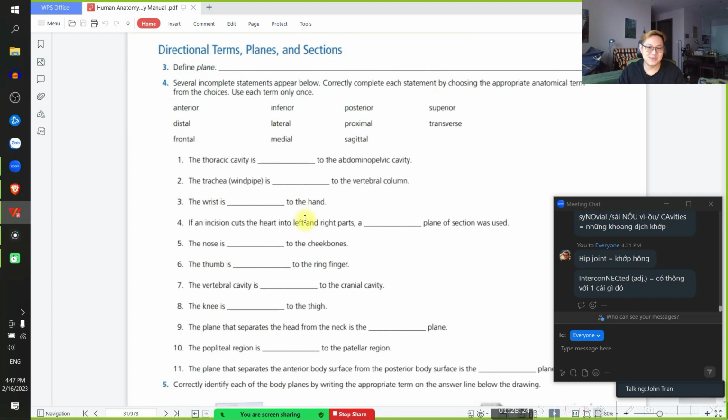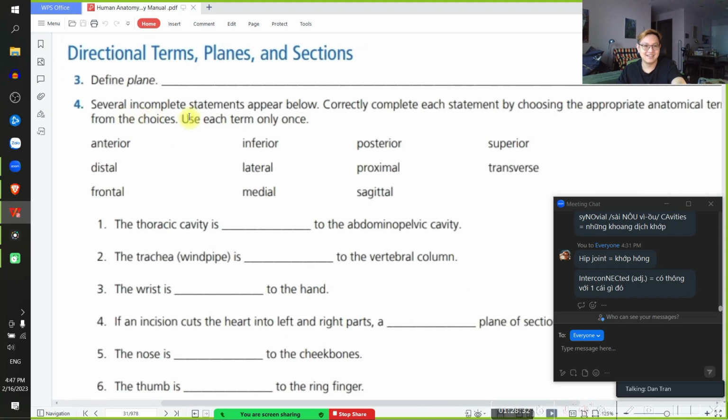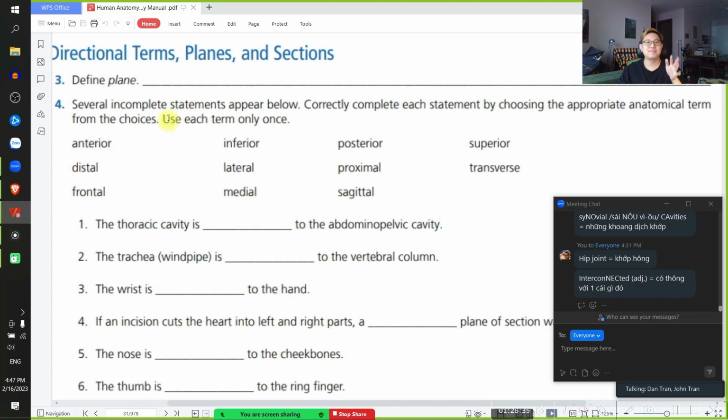Okay. Let's try this one. Define planes. I don't remember. What's a plane? It's just something imaginary that cuts through the body. Yes, it's a section or cut. Basically, it's a section of the body.